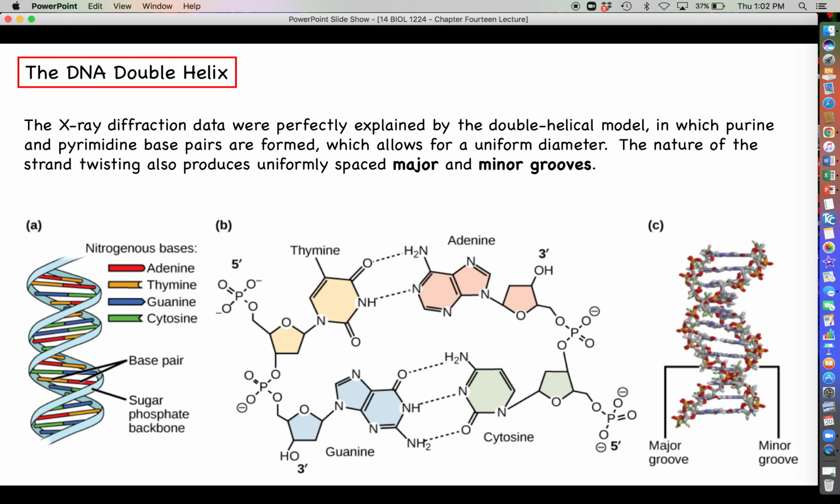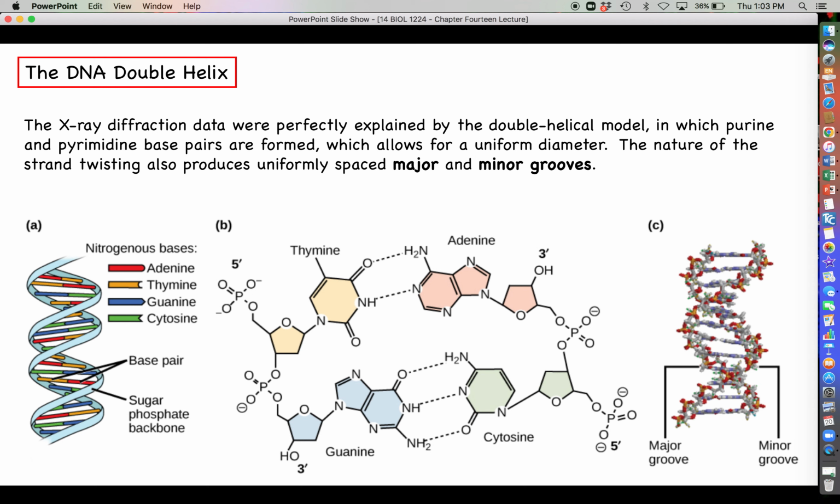So the fact that for every base pair we always have a pyrimidine and a purine bonding together is in line with the X-ray data showing that DNA has a uniform diameter. If we ever were capable of having a purine-purine or pyrimidine-pyrimidine bond, that would cause the DNA molecule to be wider in some places and narrower in others.